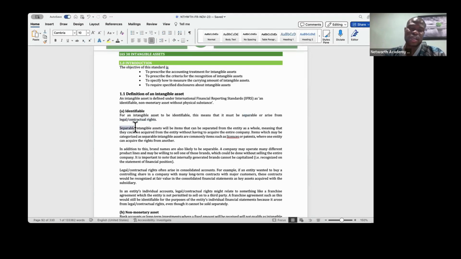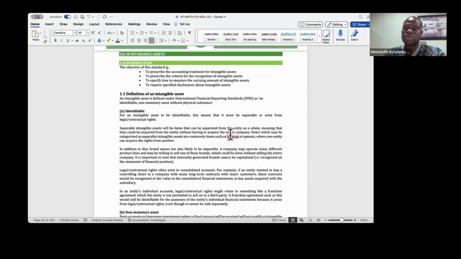So separable means that we should be able to either sell or transfer or rent out that intangible asset separately. We should be able to sell it or acquire it. And it should be separate from the entity in itself. So the asset should be able to be separated from the entity as a whole. Should be able to sell, transfer, or rent it out without it affecting the entity as a whole. An example of that is a license.